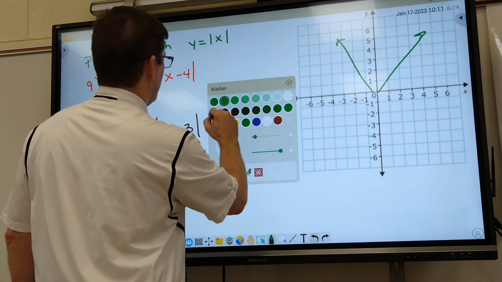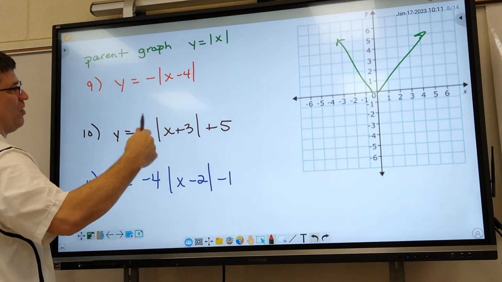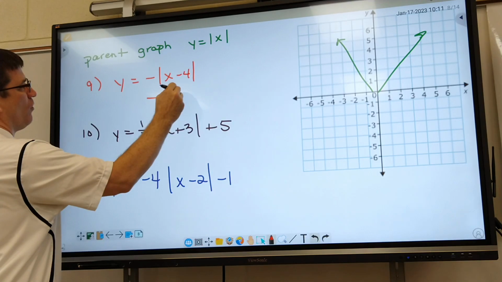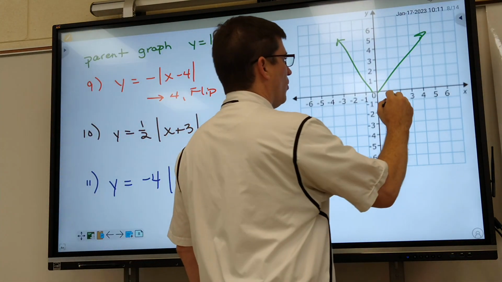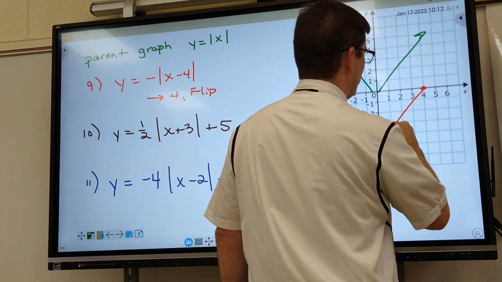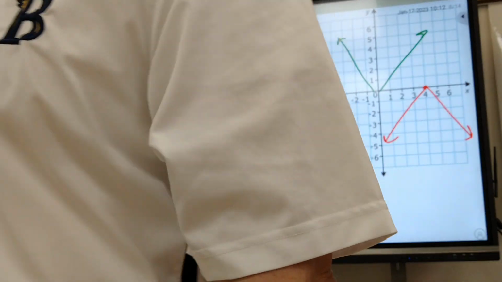All right, so let's go to 9. 9 doesn't have a number on the back, so I don't have to go up or down, but this one's going to be right 4 and a flip. So right 4, 1, 2, 3, 4, and then flip it. All right, y'all try 10 and 11.